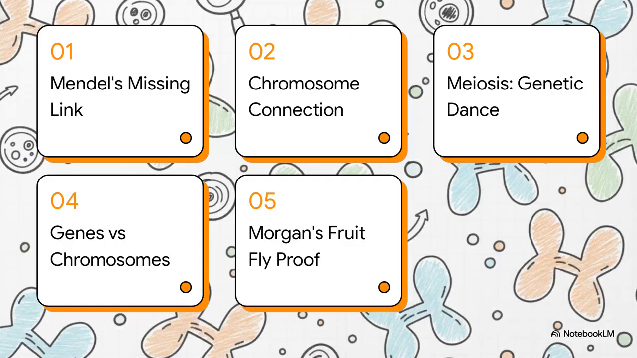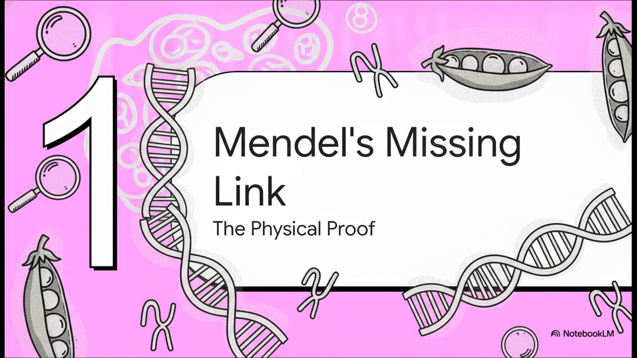Here is our roadmap for today's explainer. 1. Mendel's missing physical link. 2. The chromosome connection. 3. Meiosis, the genetic dance. 4. Comparing genes and chromosomes. And 5. Morgan's fruit fly proof.